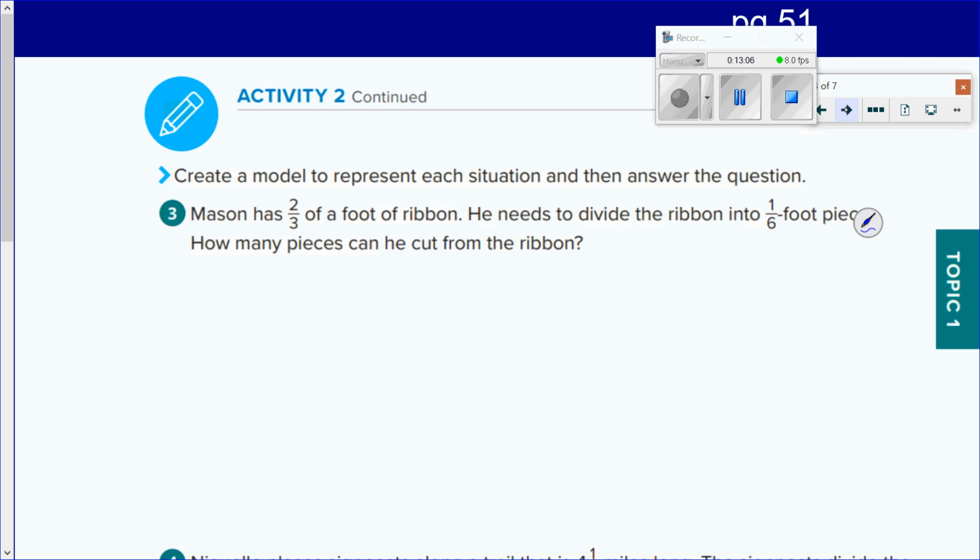Okay, let's go to activity 2. We now have talked about the models. We've shown you the models. We now want you to create a model to represent each situation and then answer the question. I will give you a big hint in this. Read the problem, mark your text, and write the division problem out before you try to model it. So write the division problem, and if it really helps you, that mathematical question is really important.